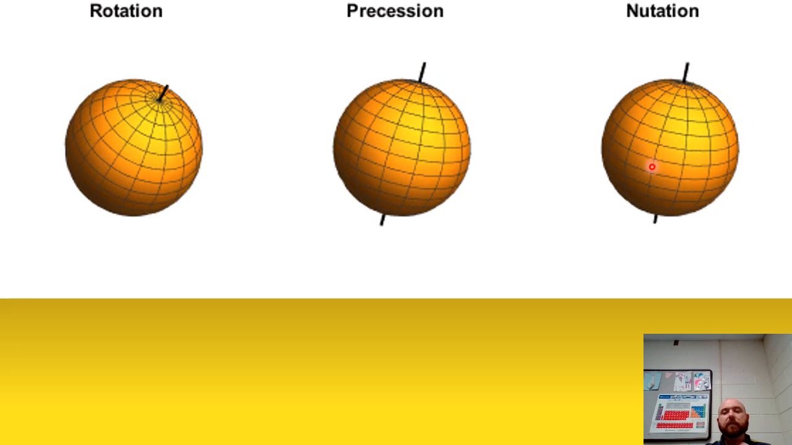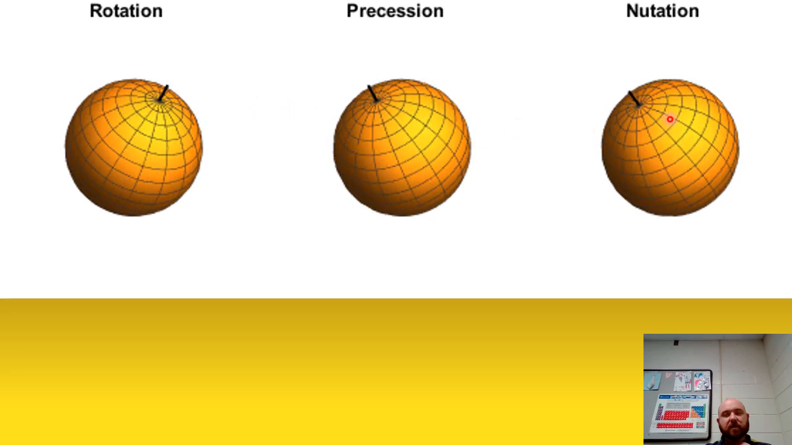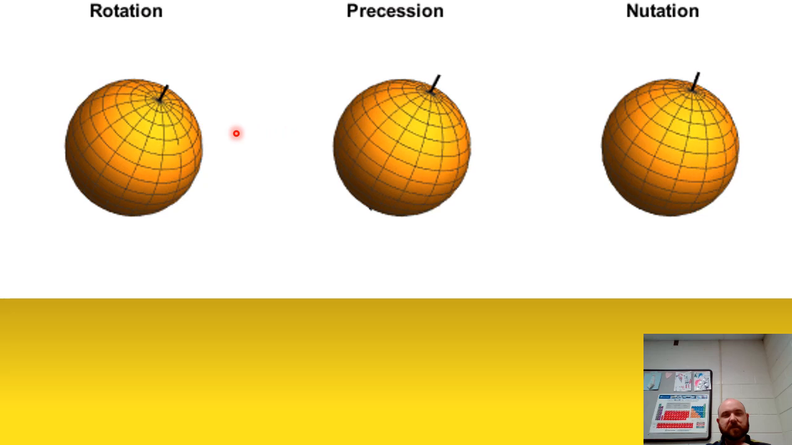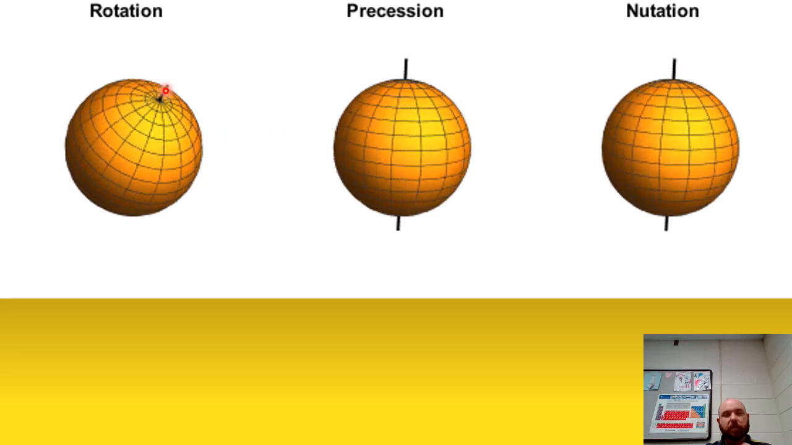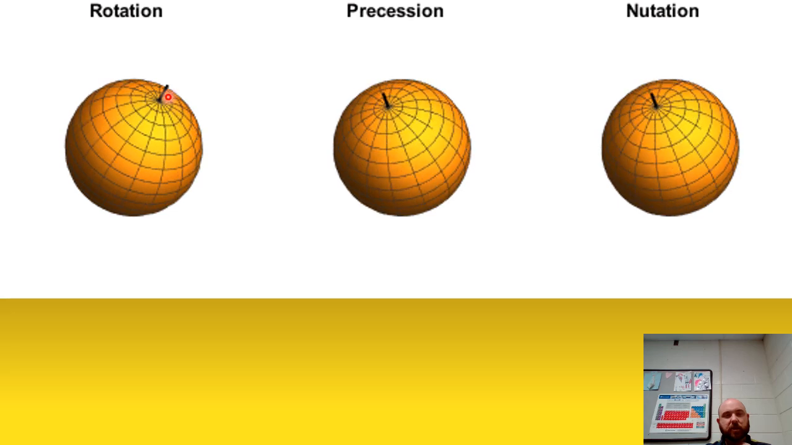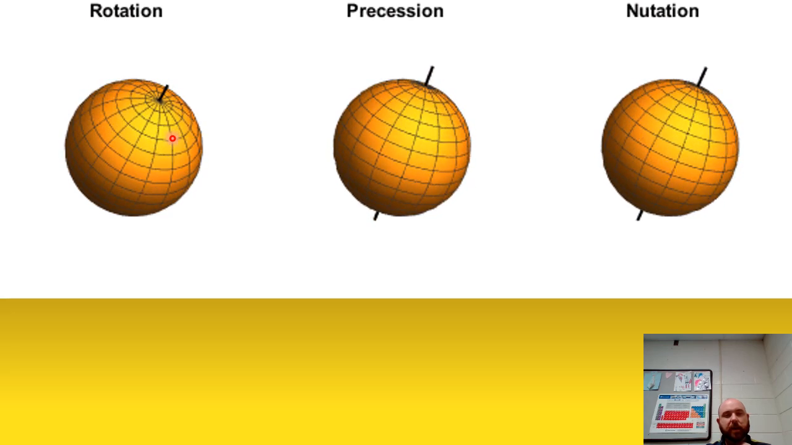And the other movement that the Earth makes is called nutation, and it's kind of hard to see because it's moving with the precession and everything. I almost wish they would show it just in the rotation. But what's going on with the nutation is that the axis is actually rocking back and forth a little bit, so it's going lower and higher and lower and higher.